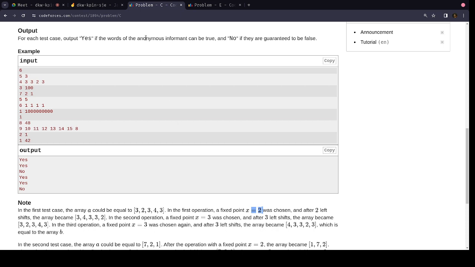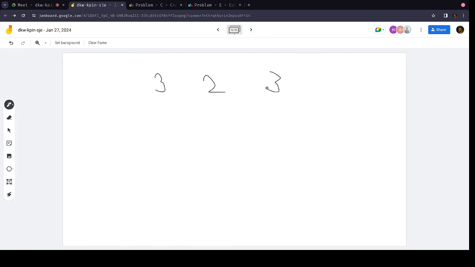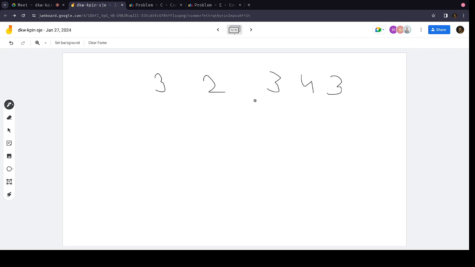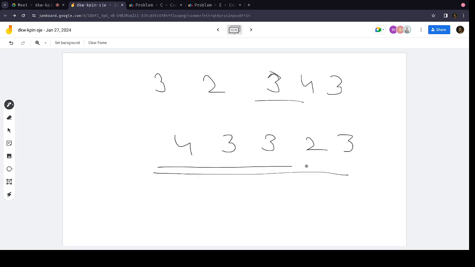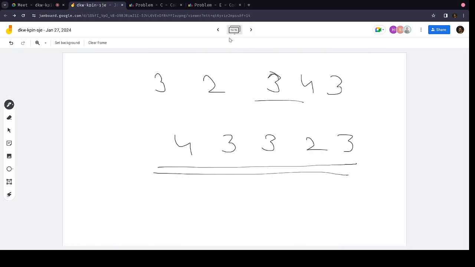In the second operation, the fixed point x equals 3 was chosen. Now again we rotated it 3 times, so this becomes 3 2 3 4 3. In the third operation, the fixed point x equals 3 was chosen, and this became 3 4 3 3 2 3. If you see, this array is the array that we are given in the question. So the answer for this test case will be yes, it is possible.